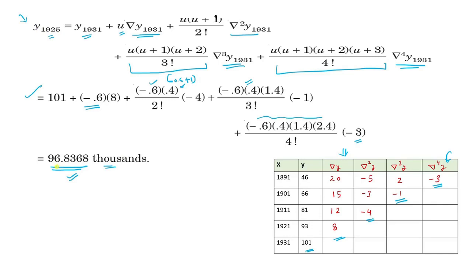This population 96.8368 is between 93 and 101, as I told you in the beginning of the video. I hope you have understood how this backward interpolation method works. This is similar to the Newton forward interpolation method. The only difference is in the formula.